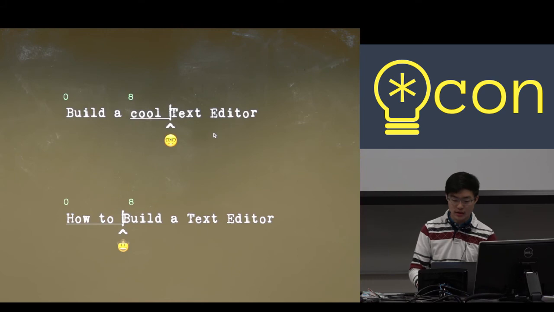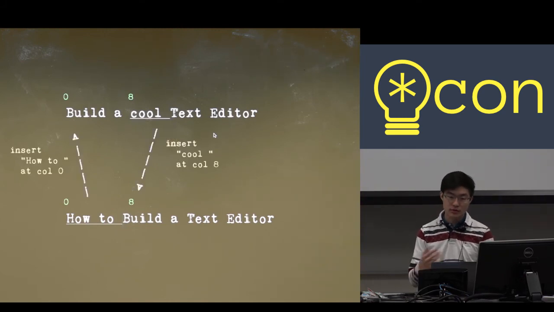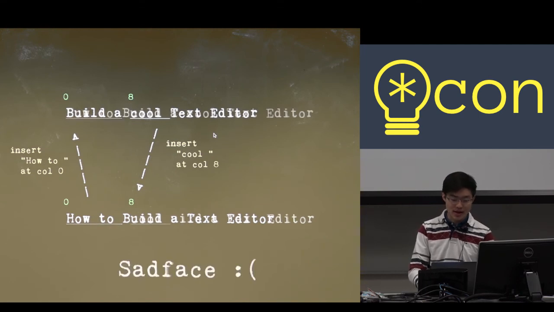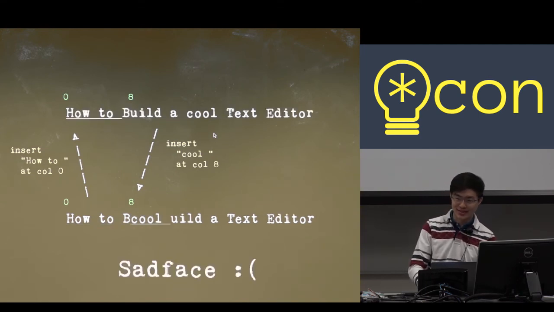If we have a very naive way of synchronizing these changes, we might just do something like this. I'll send you the change insert cool at column 8, and you can send me insert how to at column 0. But originally, when I wrote cool, column 8 pointed after the letter A. But when you receive the message, column 8 points after the letter B because you've inserted something before it. So when you apply the change, you'll get some gibberish like how to cool build a text editor. And everyone is sad again.